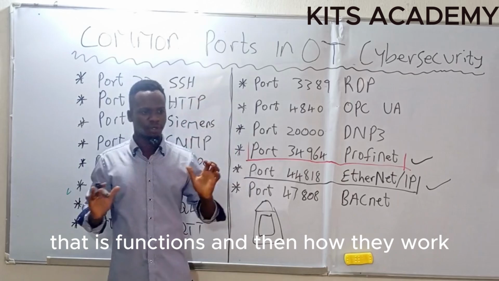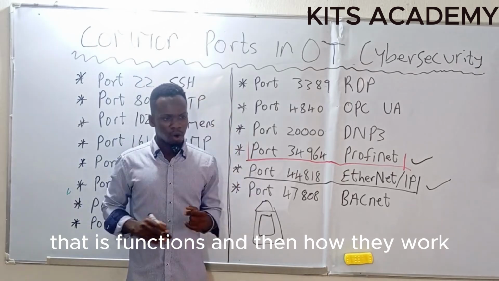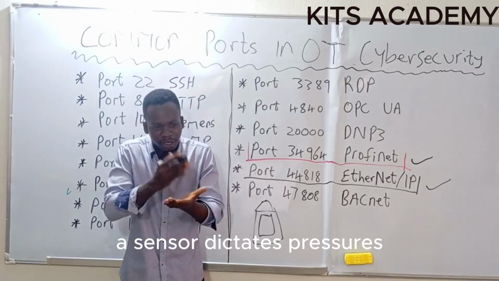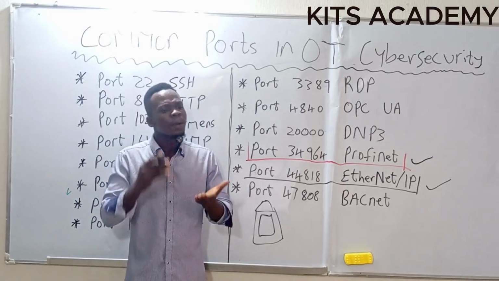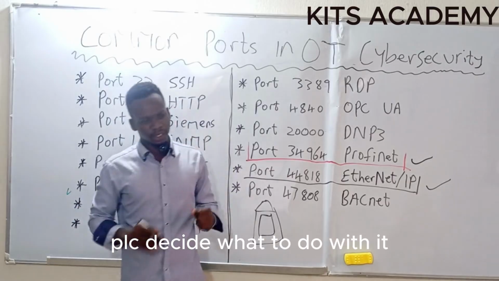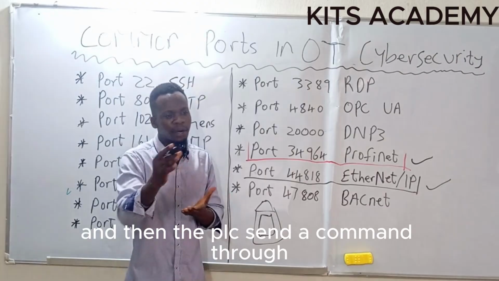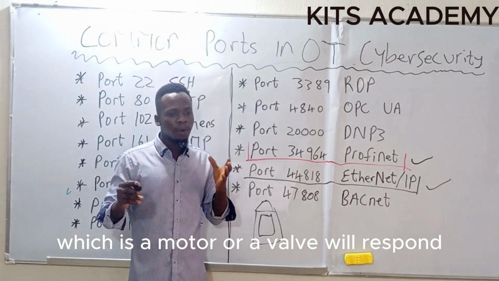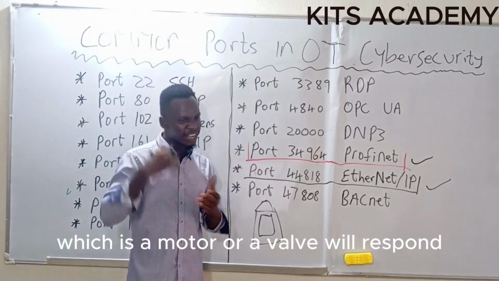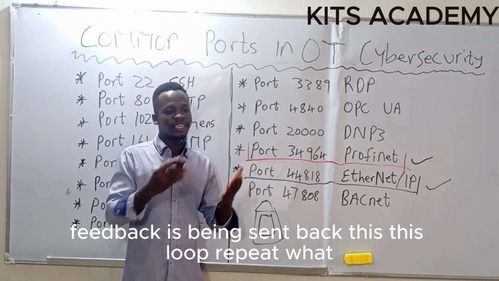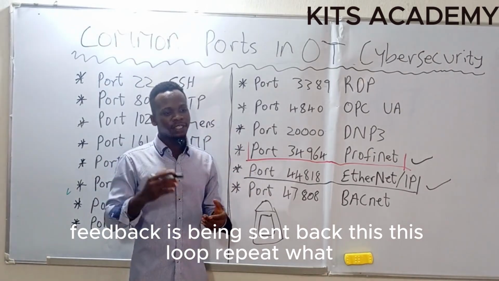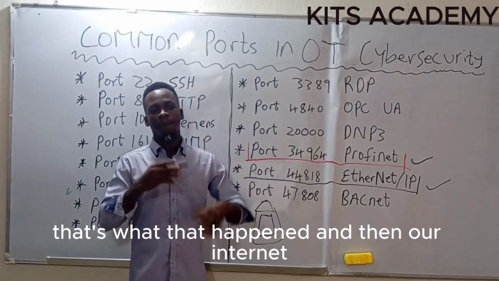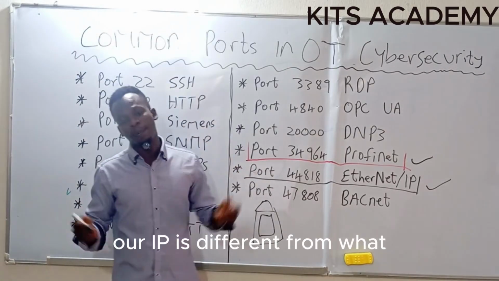That's its function. And then how does it work? A sensor detects pressure, the PLC decides what to do with it, and then the PLC sends a command through EtherNet/IP, which a motor or a valve will respond to. Feedback is sent back. This loop repeats continuously. That's what happens.